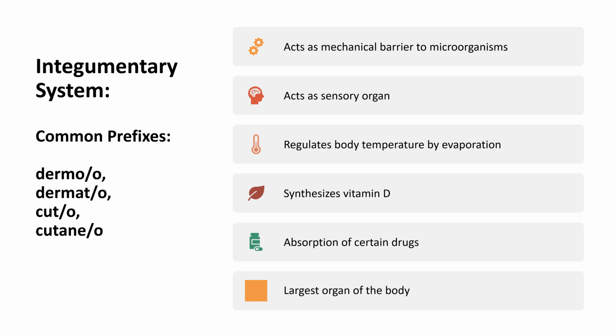All right, integumentary system. So go ahead, take a look here at some of your prefixes that you'll see for your integumentary system. You see dermo, dermat, cute, or cutane. Your integumentary system acts as a mechanical barrier to microorganisms, acts as a sensory organ. It's going to regulate your body temperature by evaporation, synthesizes vitamin D, absorption of certain drugs, and your largest organ of the body.